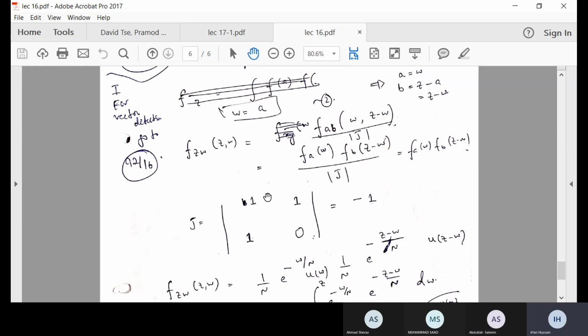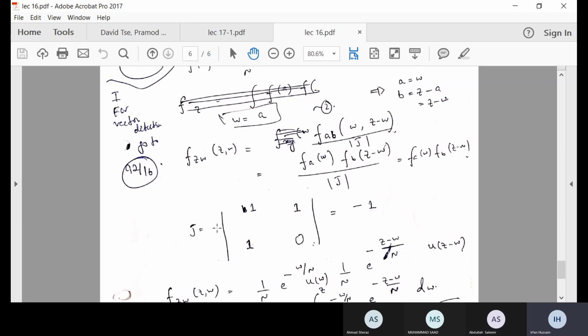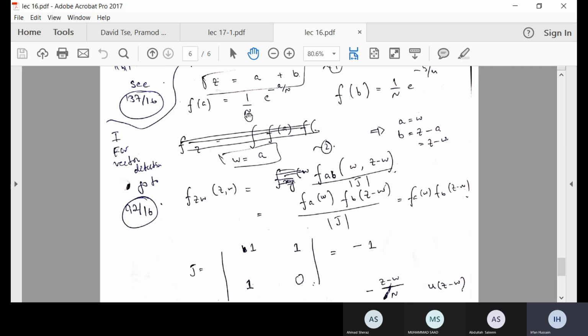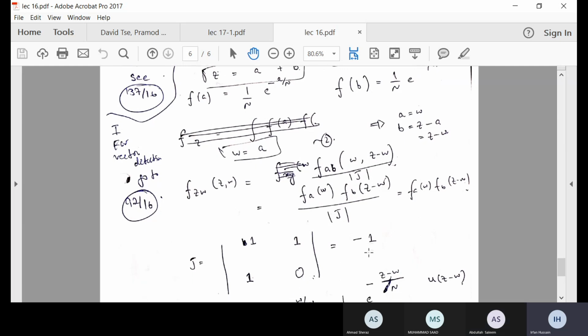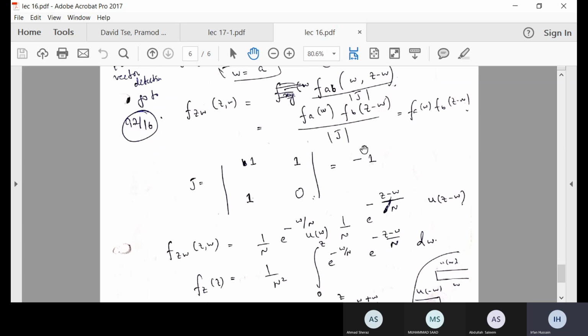And what is the Jacobian? Again, the same method. I take z and differentiate with a, I get 1. I take z and differentiate with b, I get 1. I take w and differentiate with a, I get 1. w with b will be just 0. The Jacobian comes out to be minus 1, and its mod is 1. So I substitute in this equation, and I write fa(w) and fb(z minus w).